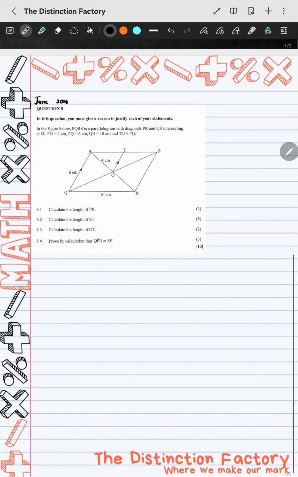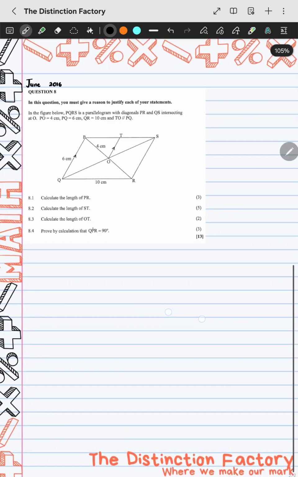Down here we have the June 2016 question 8 from the past paper. It says, in this question, you must give a reason to justify each of your statements. With Euclidean geometry, we know that is the case with all questions. In the figure below, PQRS is a parallelogram.